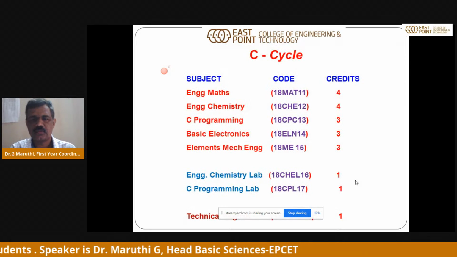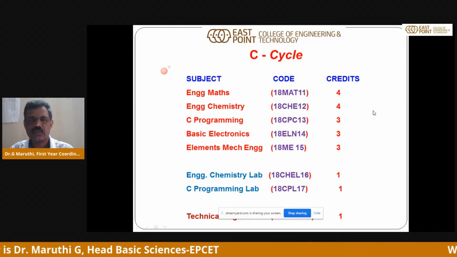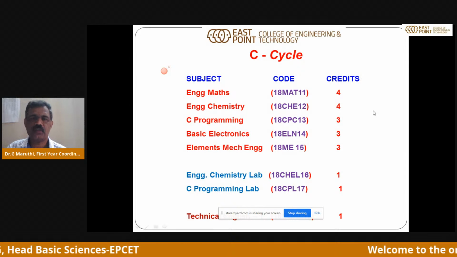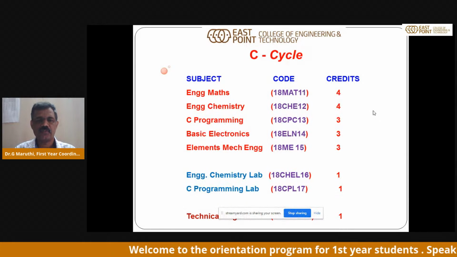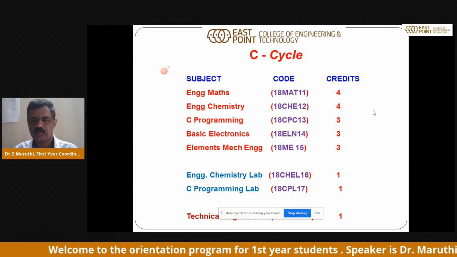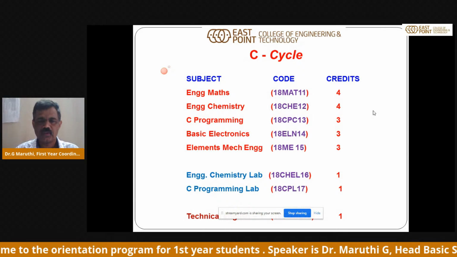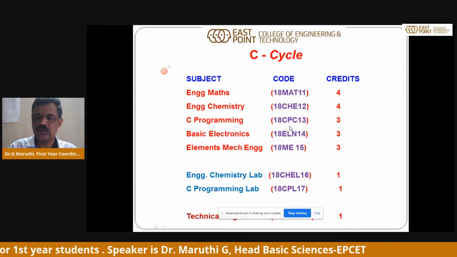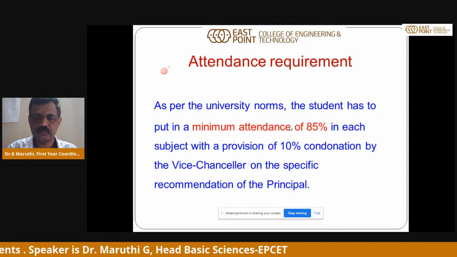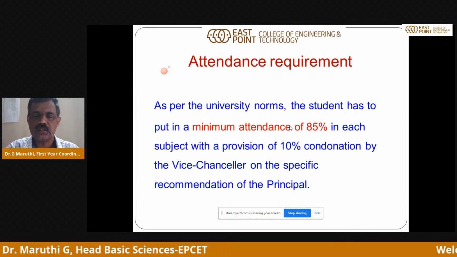Similarly, the subjects of the chemistry cycle are also like this. You have engineering maths, it is a common subject. Engineering chemistry, C programming, basic electronics, elements of mechanical engineering. You have 2 labs, chemistry lab and C programming lab. Again, the same technical English. Here also we have 8 subjects.